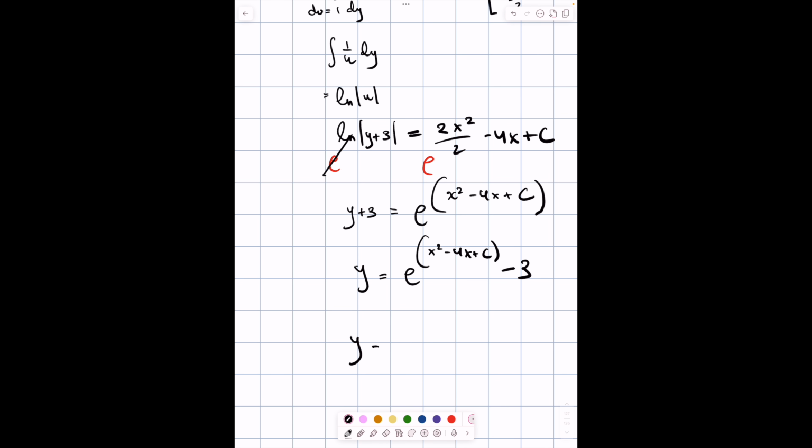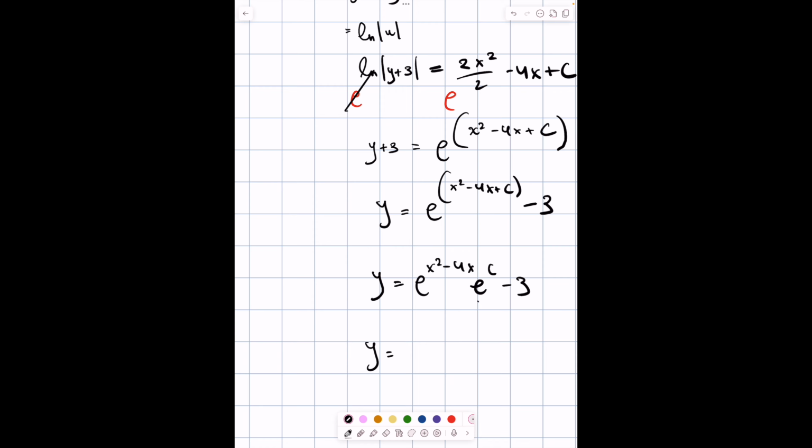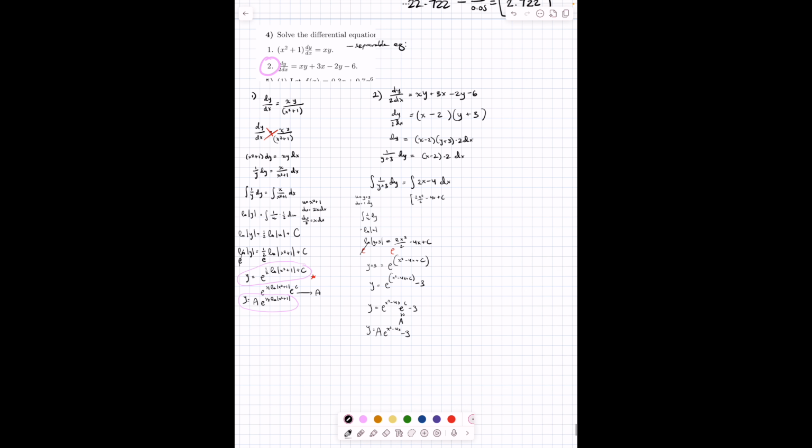And you can do it further and say this is equal to e to the x squared minus 4x times e to the c, minus 3, which is just y is equal to, let e to the c equal constant a, and this will be your answer. And so this is the second answer.